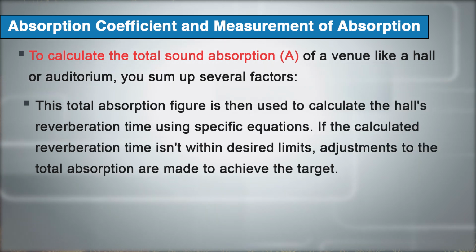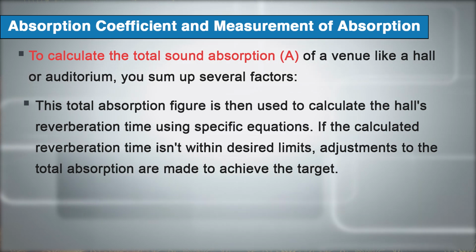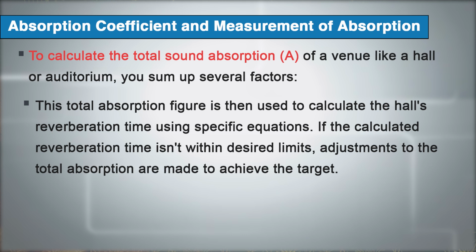This total absorption figure is then used to calculate the hall's reverberation time using a specific equation. If the calculated reverberation time isn't within desired limits, adjustments to the total absorption are made to achieve the target. Research has established the absorption coefficient for various materials at different sound frequencies, usually averaged over low, medium and high frequency, namely 125, 500 and 2000 cycles per second. These coefficients for various building materials and furnishings are typically listed in reference tables for practical use in acoustical design.